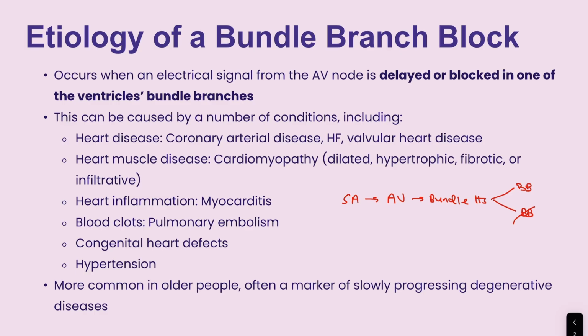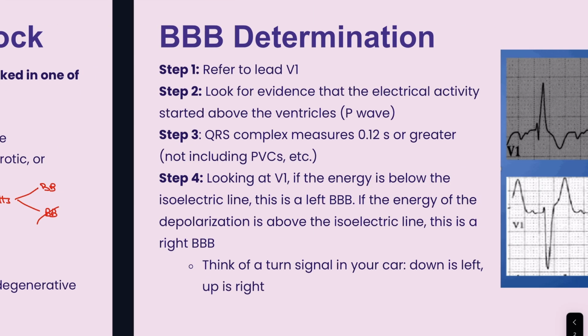This can be caused by a number of conditions, including heart disease, heart muscle disease, heart inflammation, blood clots, congenital heart defects, hypotension. The list goes on and on. They're common in older people and often a marker of slowly progressing degenerative diseases.